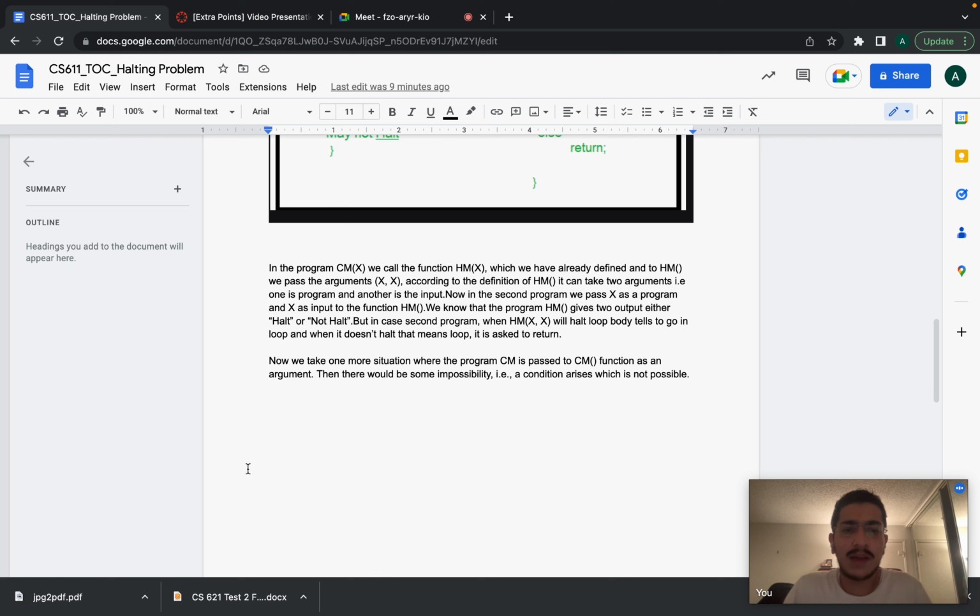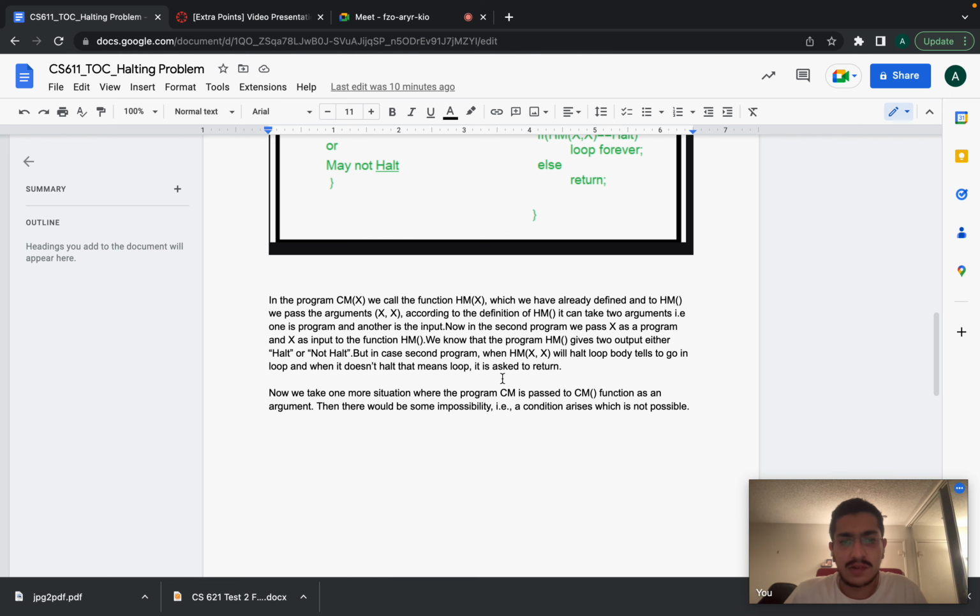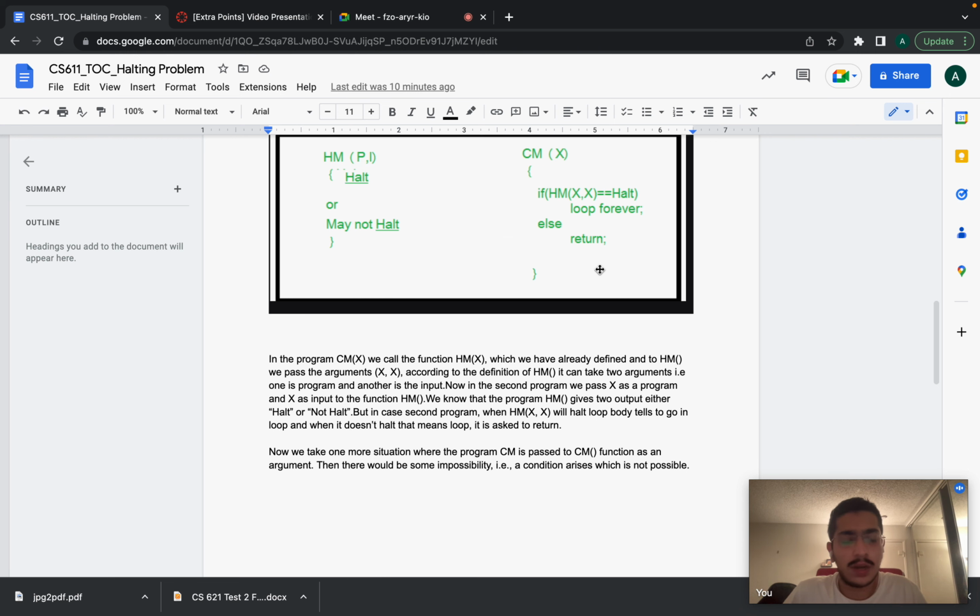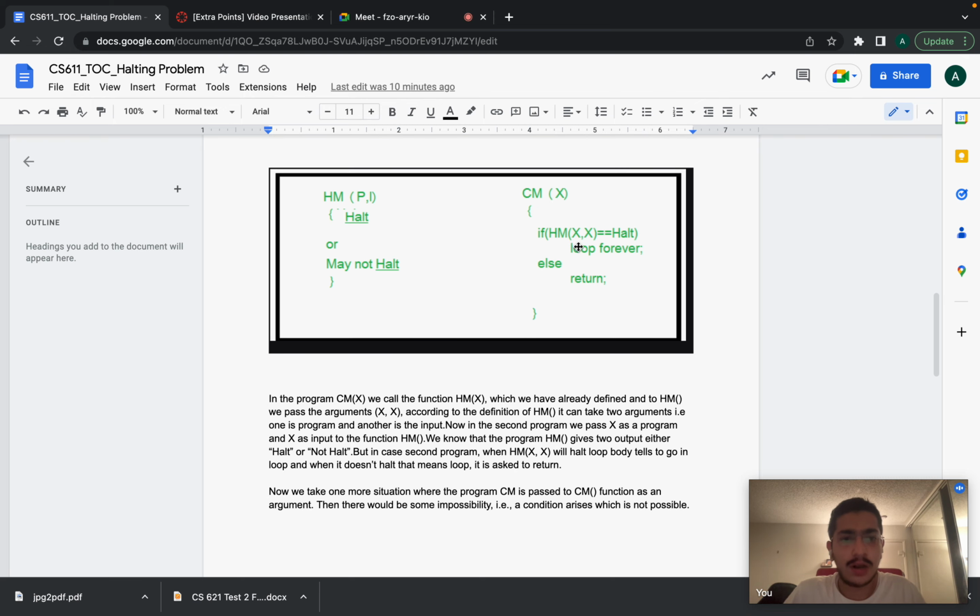Now, in the second program, we pass X as the program, and X as the input as well, for the function of the halting machine. We know that the halting machine gives two outputs, either halt or not halt. But in the case of the second program, when the halting machine is taking X as an input, and X is the algorithm in it, the halt loop body tells it to go in a loop, and then it doesn't halt. So it will go into an infinite loop, as we can see over here, as it will not halt.